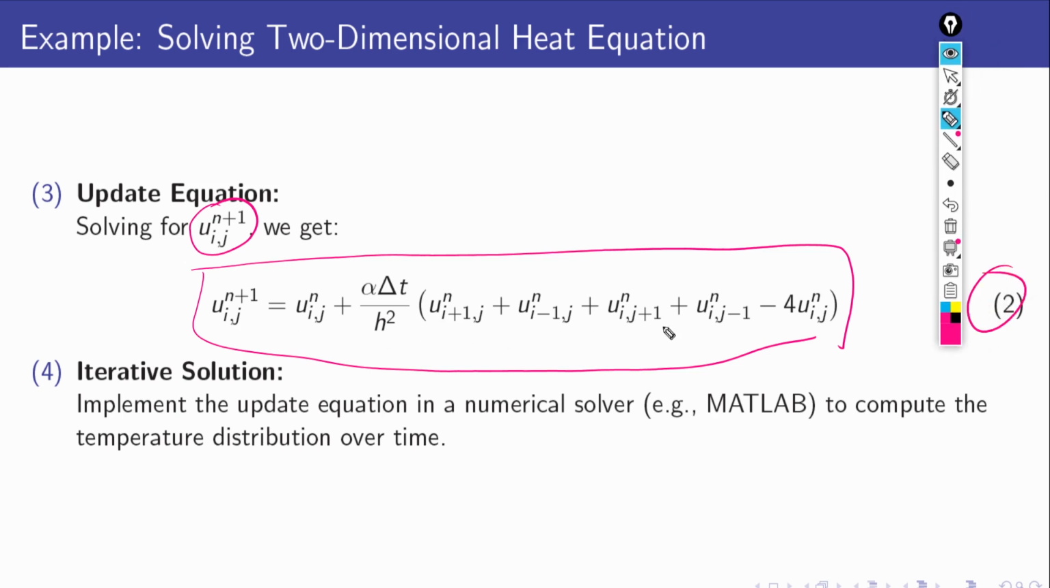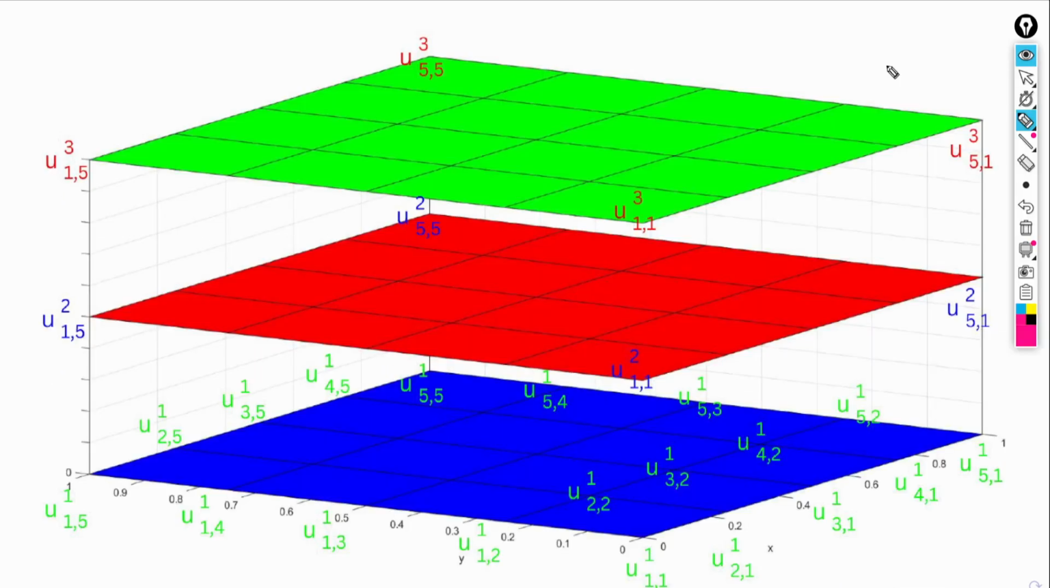Only this equation is required to get all the approximated values based on the finite difference scheme. After that we need an iterative solution, implementing the update equation in the numerical solver to compute the temperature distribution over time. To implement the finite difference method, first we need to discuss this diagram. When time is 0, the index for time we are using is 1. This is index 1 in each case. You can see the boundary points as well as the interior points.